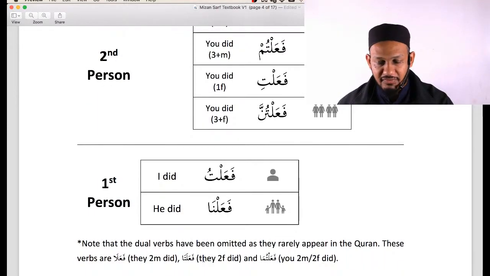So to answer the question here, I have said in the footnote, note that dual verbs have been omitted as they rarely appear in the Quran. If you want to know what they are, there are three dual verbs we have omitted. The first is fa'ala, which means they two males did. Then fa'alata, they two females did. And fa'altuma, which means you two females or you two males did. Okay. So the mistake here is not he did, it's we did. Shukran for picking that up.